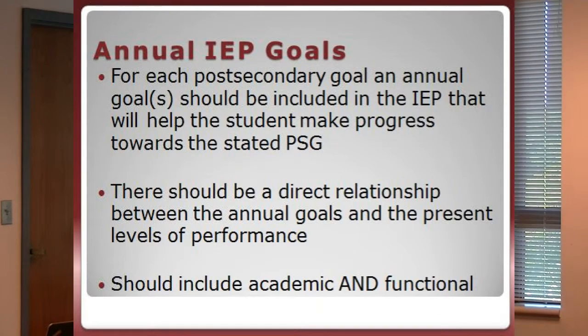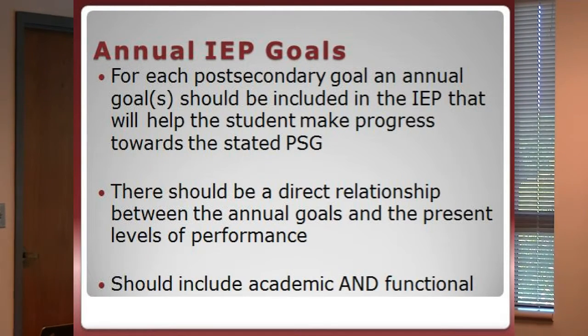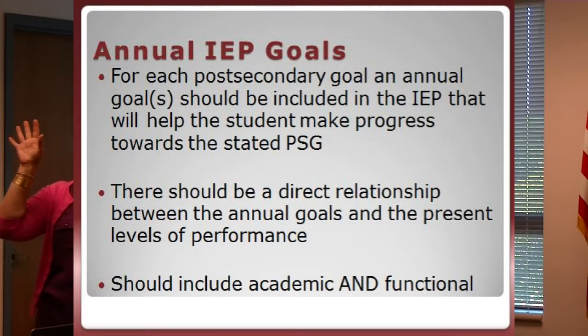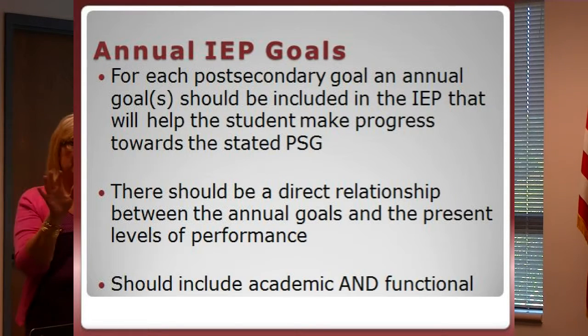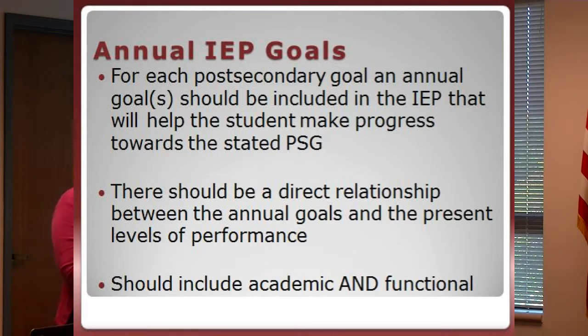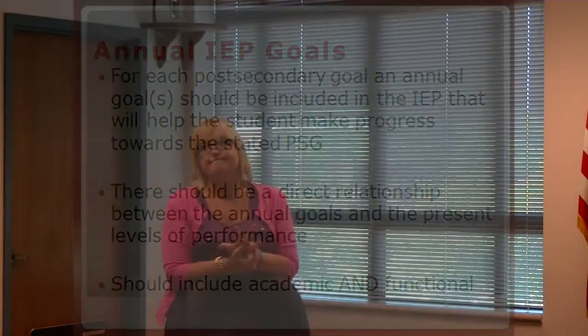There should be a direct relationship between that present level of performance and that goal. So what's in that present level and that goal should be directly aligned. And we should also include academic and functional performance goals.